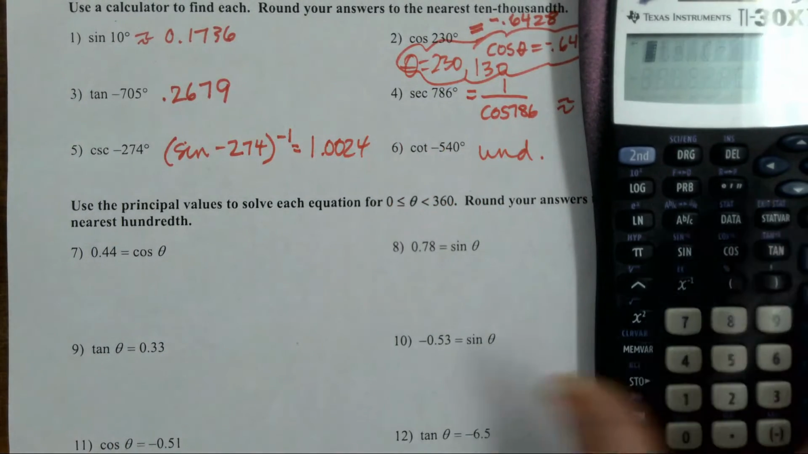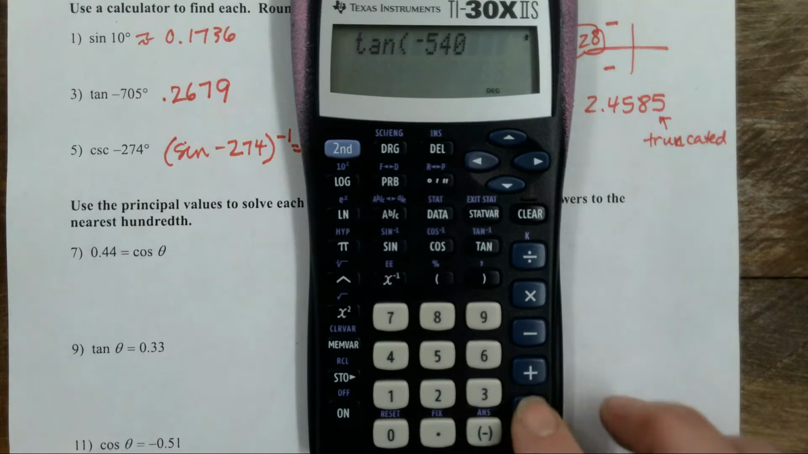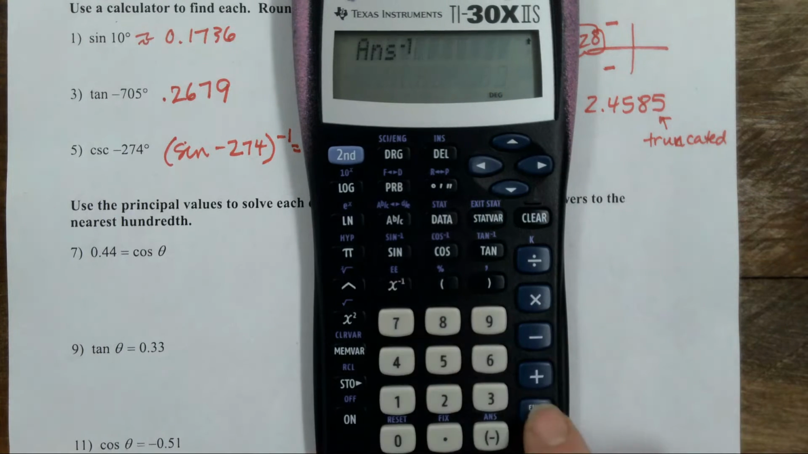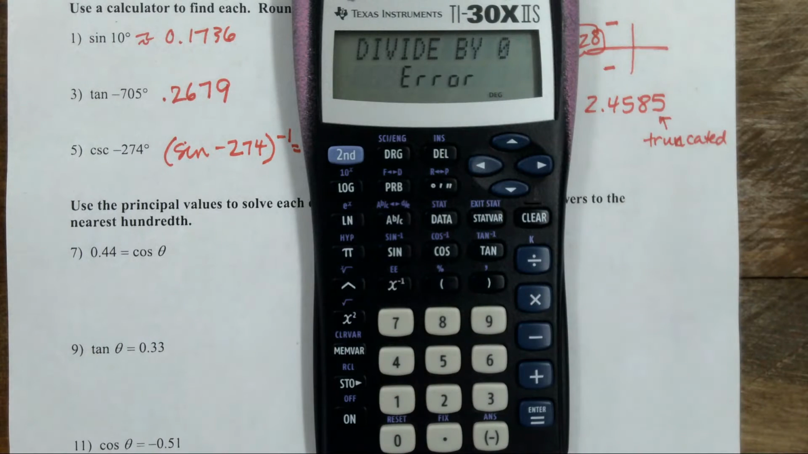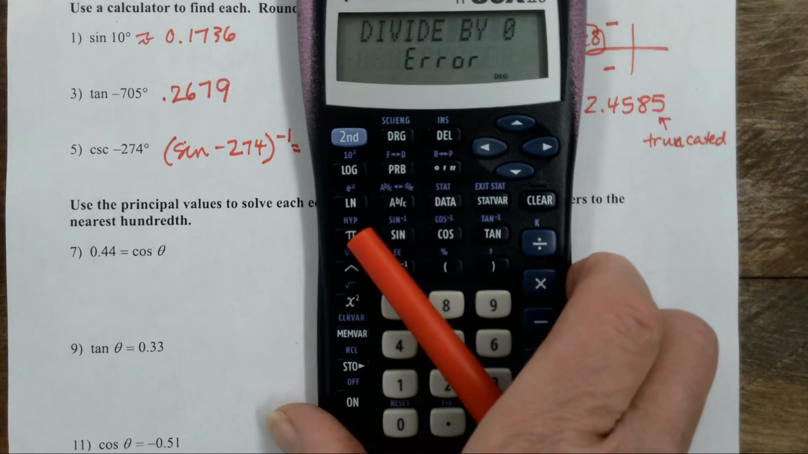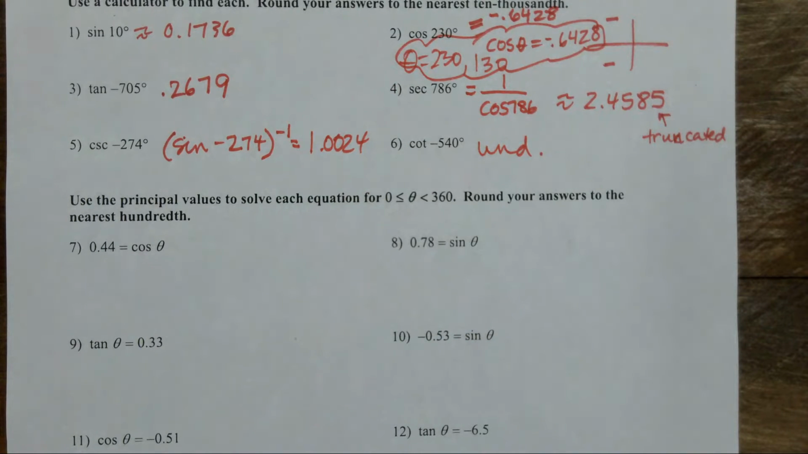And you would see that if you did tangent of negative 540, hit equals, it gives you zero. When I try to do the inverse of zero, I get that same thing. Divide by zero, undefined, it's undefined at that location. Okay, now, again, I've done a lot of talking. But there's a way around having to think too much. And it uses what we did in our last few chapters. Just our knowledge of the quadrants and where things are positive and negative.